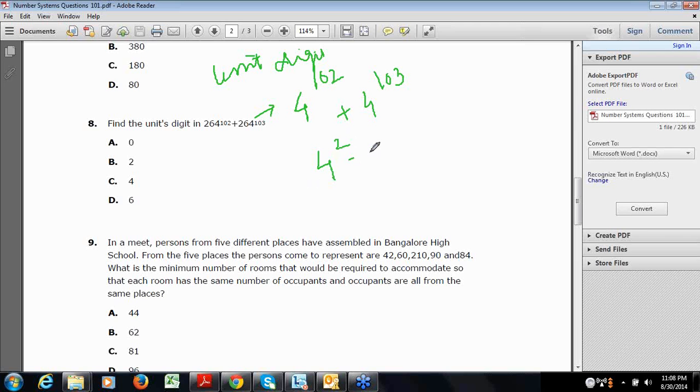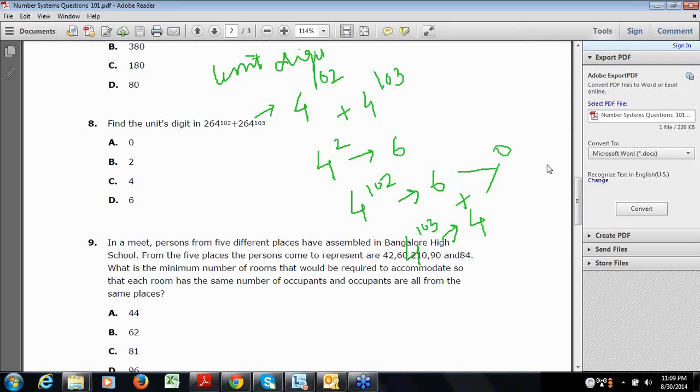4 square gives a unit digit of what? 6. So 4 to the power 102 will give what? A unit digit of 6. 4 to the power 103 will give a unit digit of 4. 4 into 6, 24, so 4. So 6 plus 4, it will be 10. So unit digit will be what? 0.